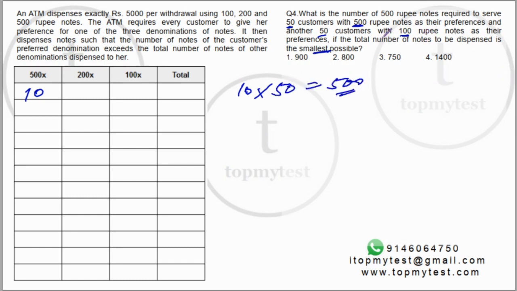Okay, now you want 100 rupee notes as a preference, but I want as few notes to be dispensed as possible. Now, if I use 9 and try to fill the balance with 100, I'll need 5. 100 is not the preference. This is not possible. If I use 8, that's 4000, 10. Here 100 is the preference, right? This is possible, right? So in this case, I need 8 500 rupee notes.